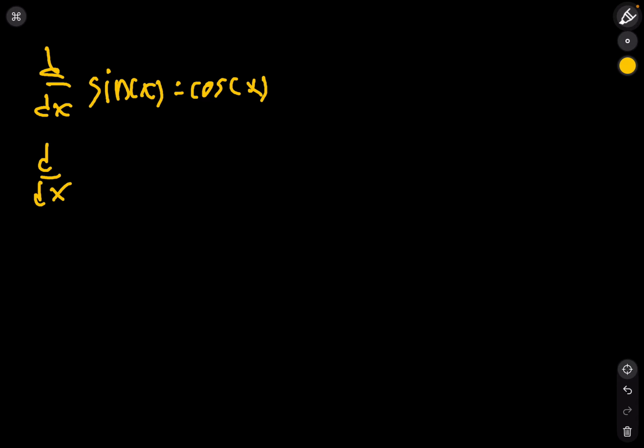Let me see if I can remember them from my head, because I just derived most of them. So first off, for sine of x, let me write d dx for all of them. We know the derivative of sine of x is just equal to cosine of x. We know the derivative of cosine of x is just equal to negative sine of x. And then the pattern just continues, which is what you could remember.